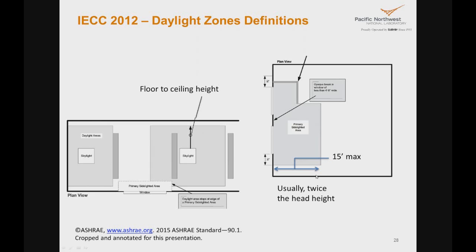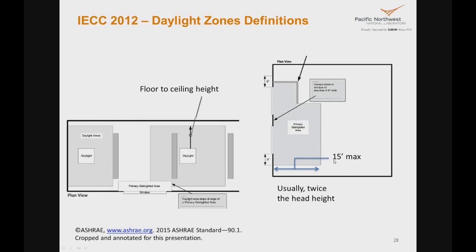And the same applies to the primary side lighted area, where it was 1 times the head height in 90.1/2010, but here it is fixed to 15 feet. So if you have a private office that is only 14 feet deep, then it would extend all the way to 14 feet. But if you have an open office that is 30 feet deep, then your daylight zone would extend only up to 15 feet from the perimeter.